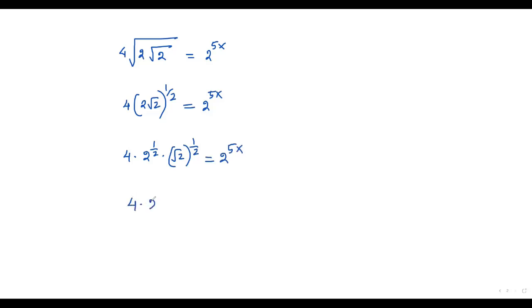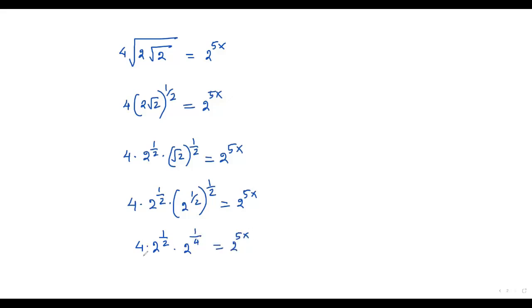Okay, 4 times 2^(1/2), and this square root can be written as an exponent, then it will be 2^(1/2). Already we have an exponent 1/2 over here, so we can write (2^(1/2))^(1/2) equals 2^(5x). Here we can multiply these two exponents, then we'll get 2^(1/2 times 1/2), which will become 1/4, equals 2^(5x).